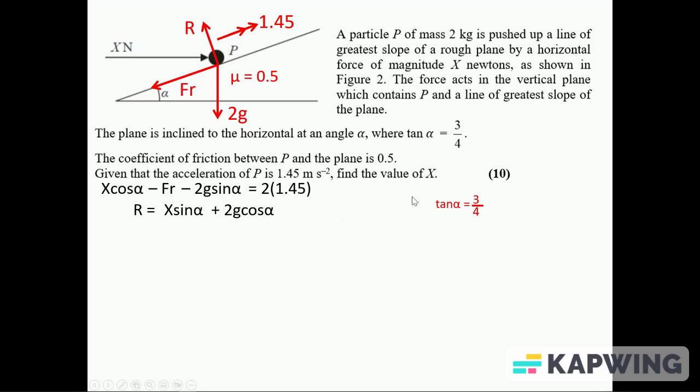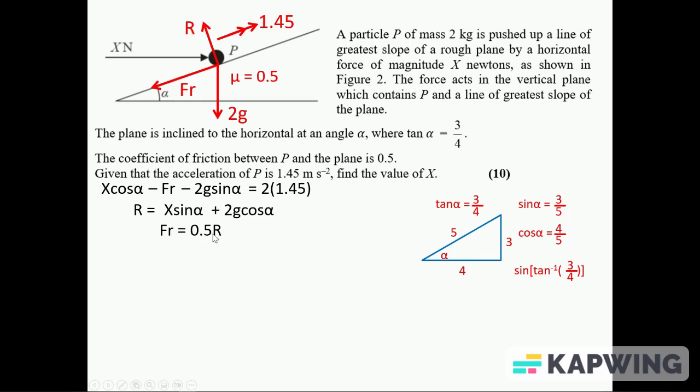I know that tan alpha is equal to 3/4. I want sine alpha and cos alpha really. So if I draw a little triangle with alpha there and tan alpha is 3/4, opposite over adjacent, the hypotenuse is 5, so sine alpha is 3 over 5 and cos alpha is 4 over 5. You could put sine of tan to the minus 1 of 3/4 in the calculator and that'll give you 3/5. But I like the triangle.